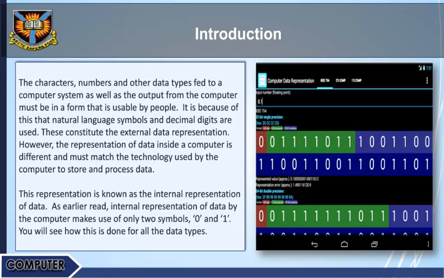However, the representation of data inside a computer is different and must match the technology used by the computer to store and process data. This representation is known as the internal representation of data. As earlier read, internal representation of data by the computer makes use of only two symbols, 0 and 1. You will see how this is done for all the data types.